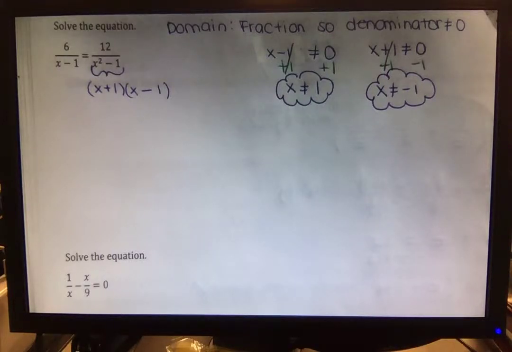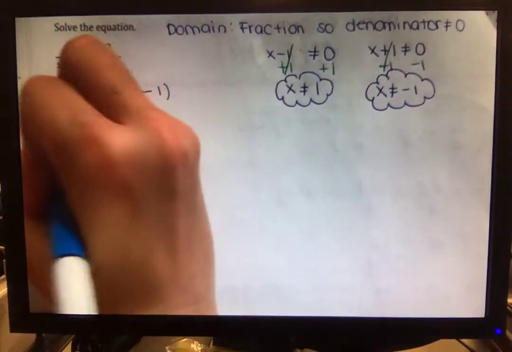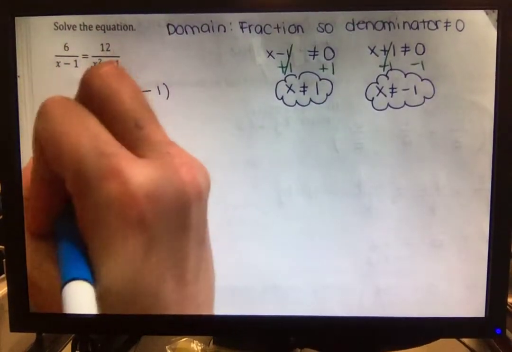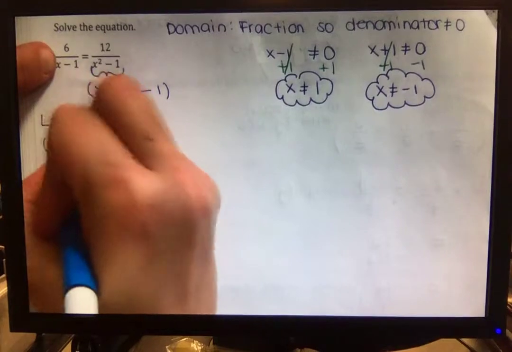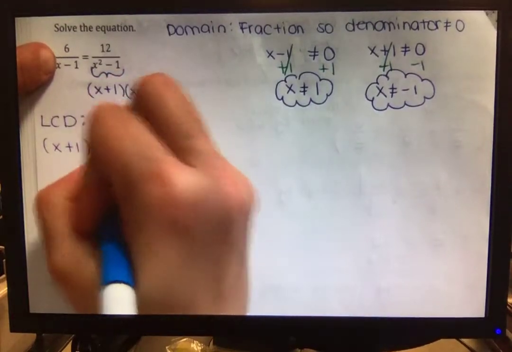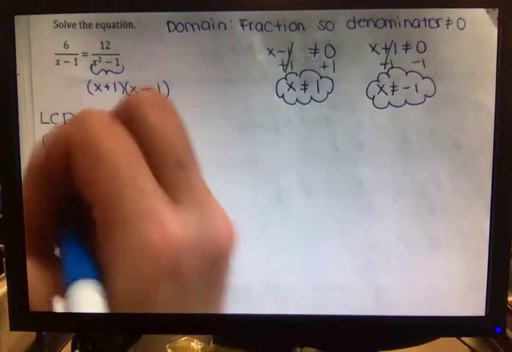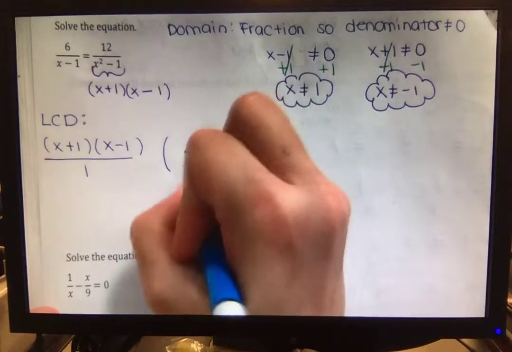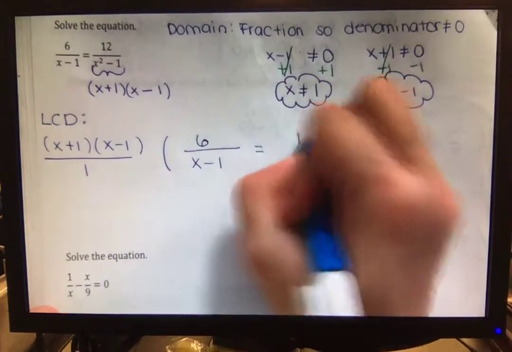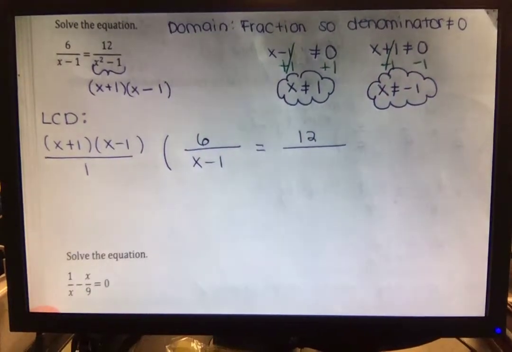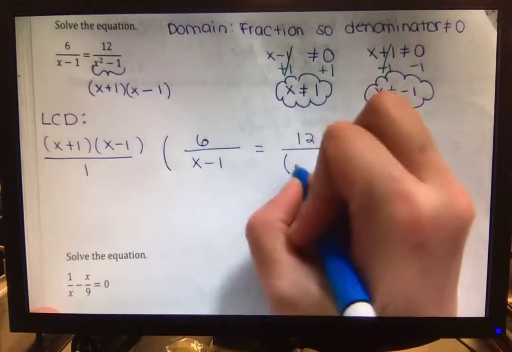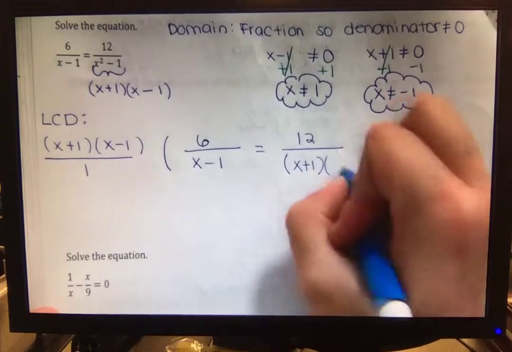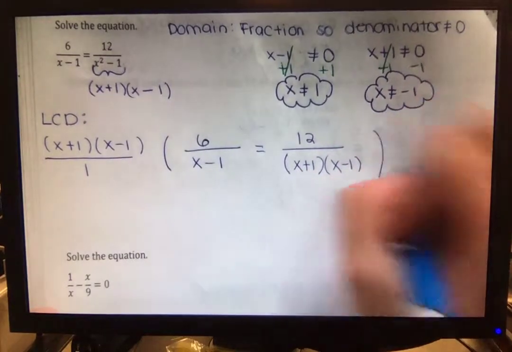So getting rid of our fractions, we need to multiply everything by the LCD. What's our LCD? X plus 1, x minus 1. Nice. X plus 1 has to be in there. X minus 1 has to be in there. Over 1. And we're going to multiply that to every single term on both sides of my equation. So 6 over x minus 1 equals 12 times x plus 1, x minus 1.